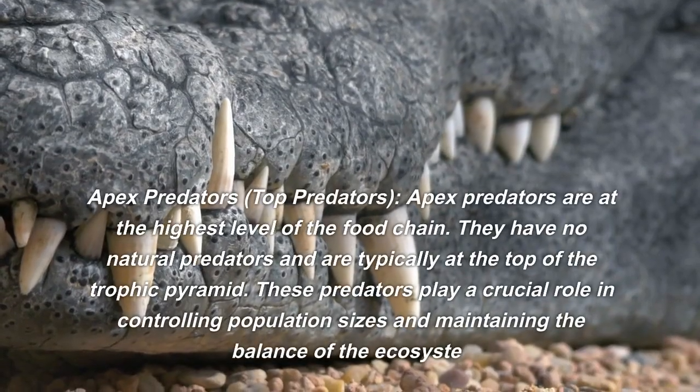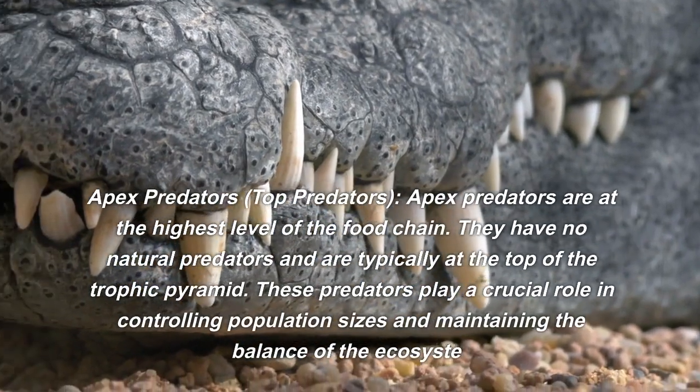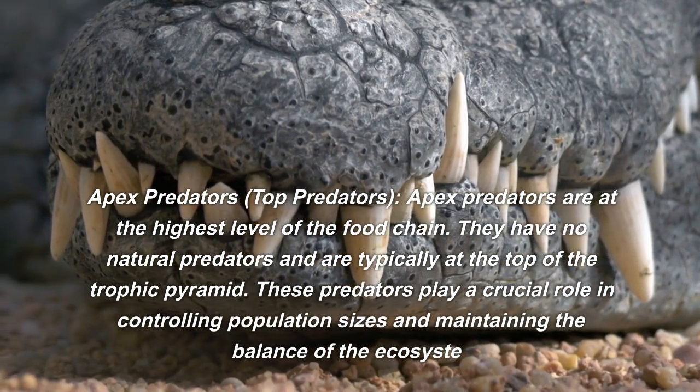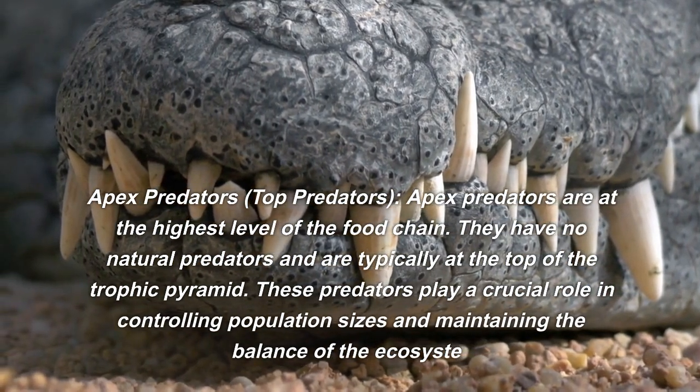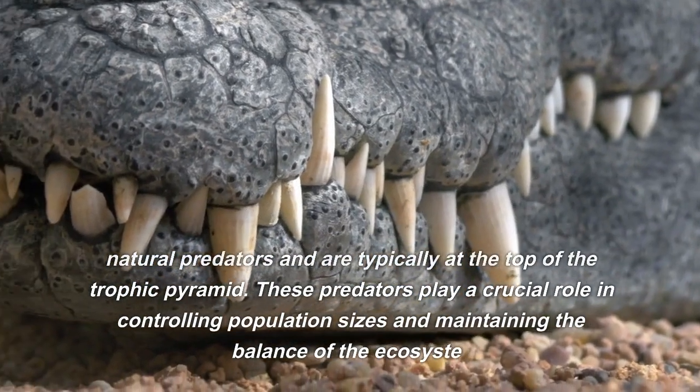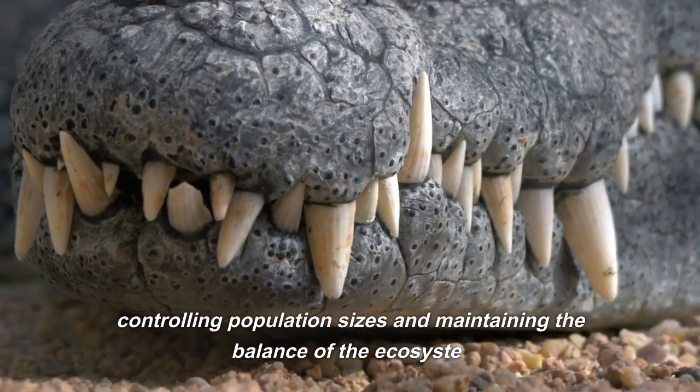Apex predators, top predators. Apex predators are at the highest level of the food chain. They have no natural predators and are typically at the top of the trophic pyramid. These predators play a crucial role in controlling population sizes and maintaining the balance of the ecosystem.